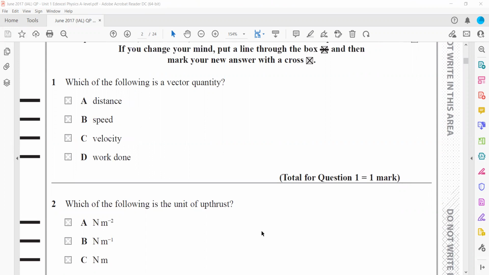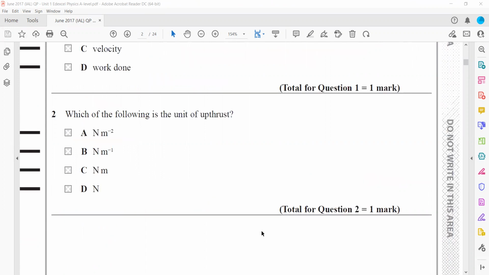Which of the following is a unit of upthrust? Upthrust is a force. And what is the unit of the force? The unit of the force is Newton. So D will be the right answer. Upthrust, tension, these all are forces.